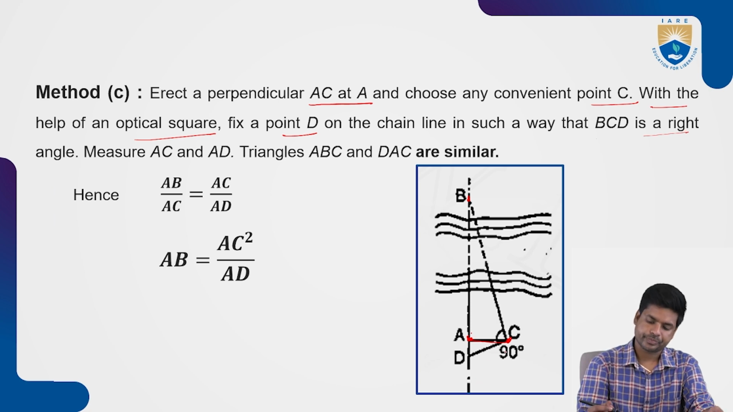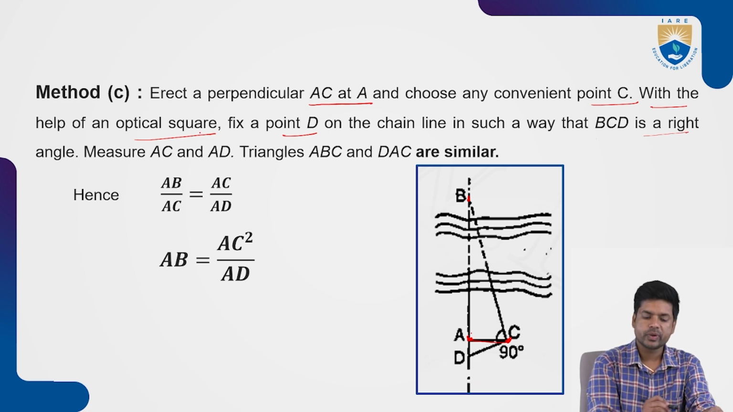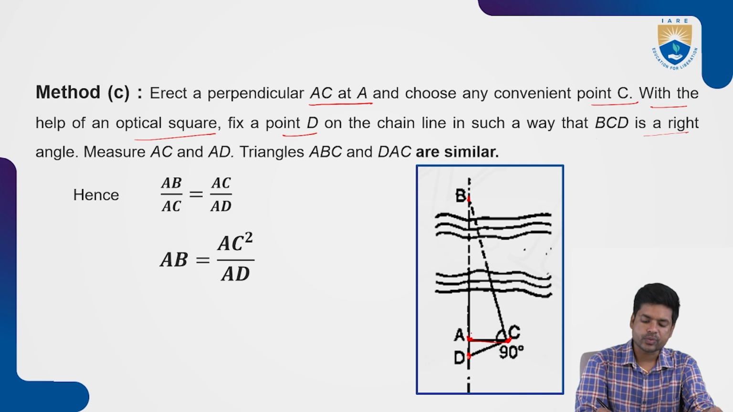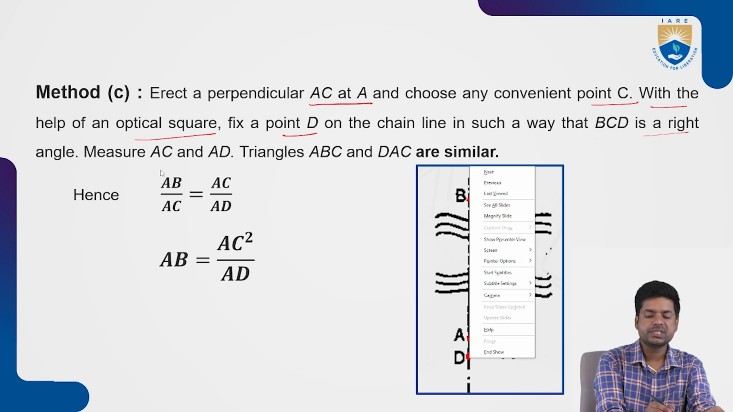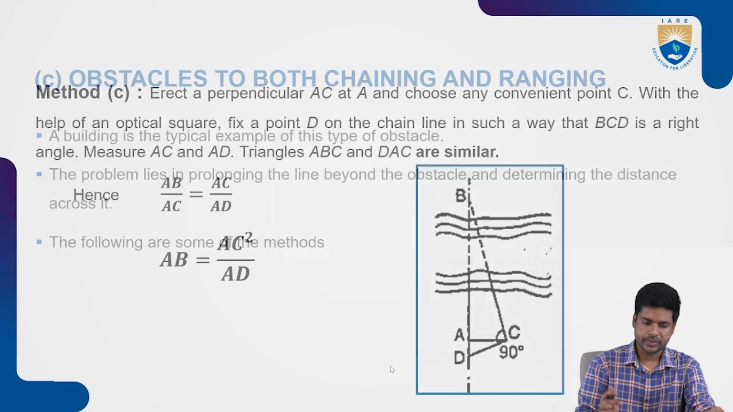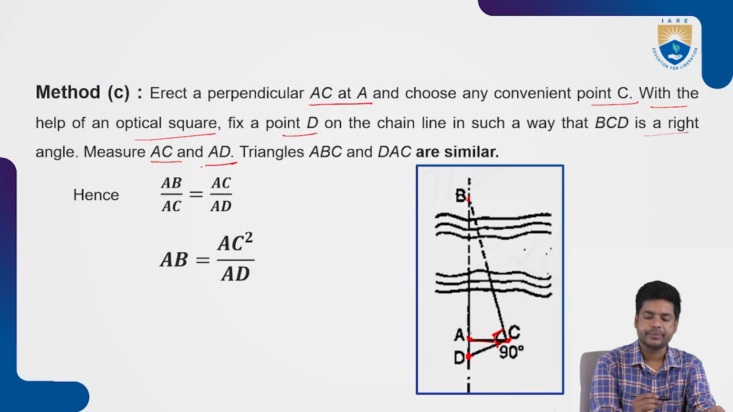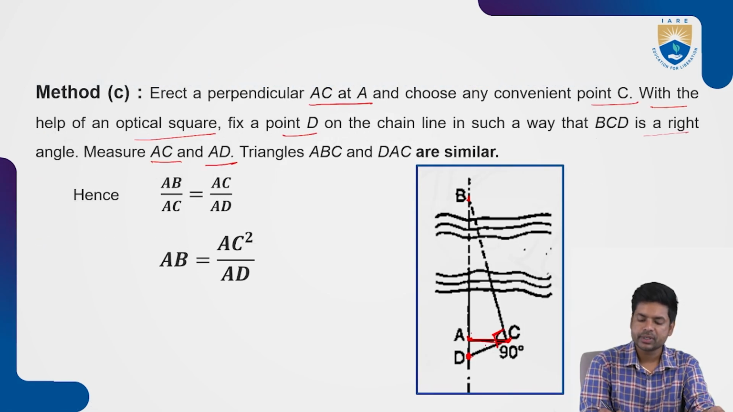By using the optical square, we are going to fix one point D on the chain line in such a way that the angle BCD is 90 degrees. We don't know the distance, so indirectly, by measuring the angle BCD, we locate the point D. Now measure the distances AC and AD.